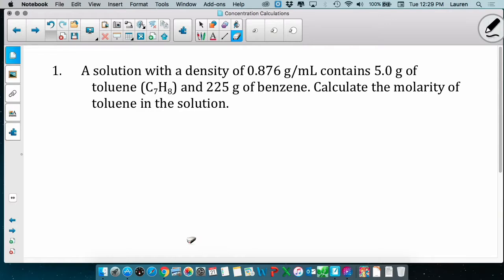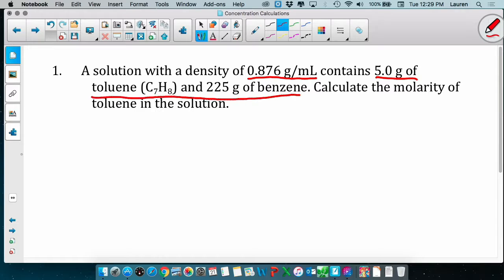A solution with a density of 0.876 grams per milliliter contains 5 grams of toluene and 225 grams of benzene. And we want to calculate the molarity of the solution, the molarity of toluene in the solution. Okay, so we have to picture what we have here and what we're looking for.